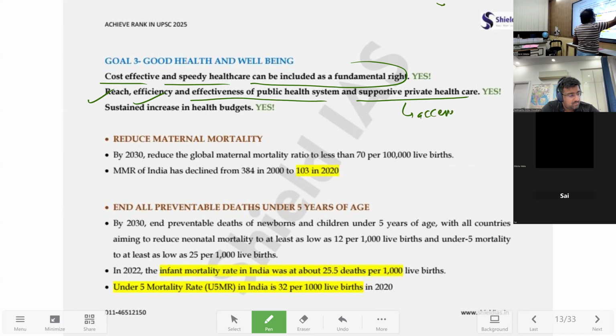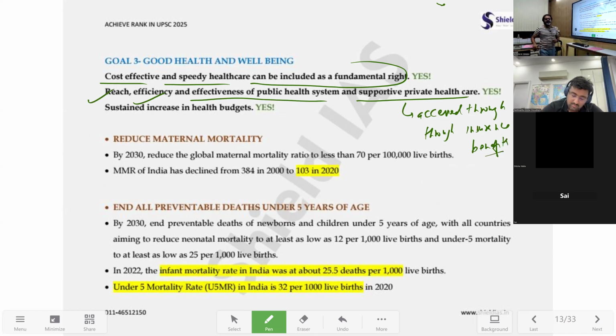through insurance benefits. Supportive private healthcare, especially for tertiary healthcare, the private sector can be accessed through insurance benefits. And what is also required is a sustained increase in health budgets. India is one of the worst spenders on health. Yes, that means we should be increasing the health budgets. Major requirements now. So what is the target to be achieved by improving the health standards and by promoting good health and well-being?